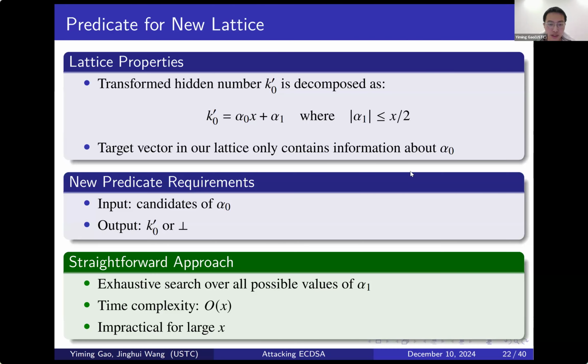For our new lattice, recall that the transformed hidden number k0' is decomposed as alpha_0 and alpha_1. But the target vector in our lattice only contains information about alpha_0. So we need a new predicate. The input of the new predicate algorithm is the candidate of alpha_0, and it should output k0' or false. A naive approach is to exhaustively search over all possible values of alpha_1, which leads to a time complexity of O(x). When x is large, it becomes impractical.